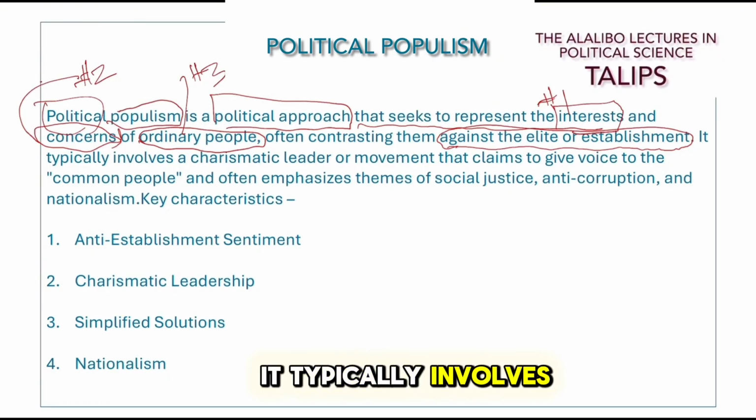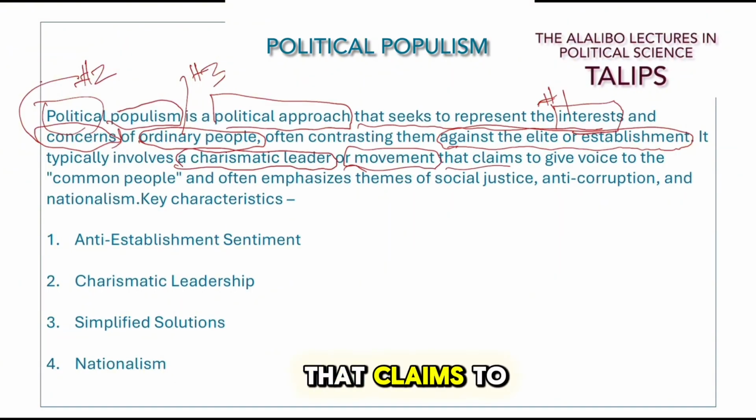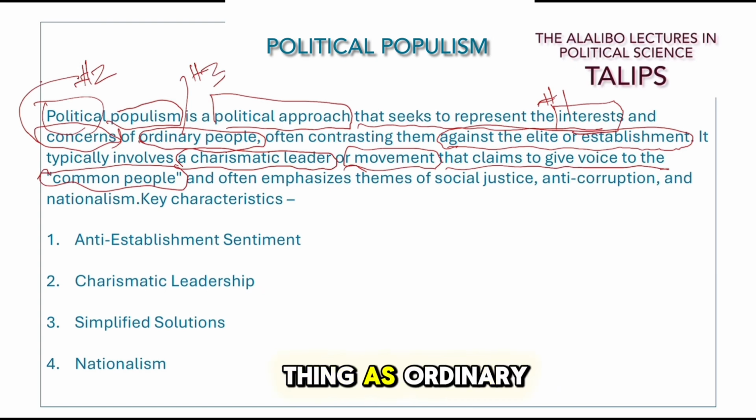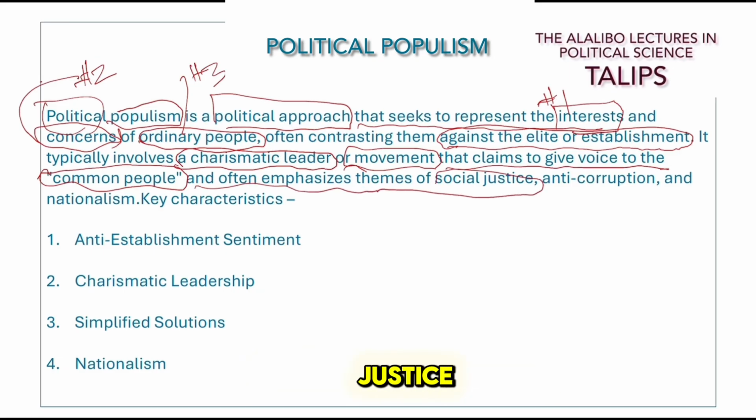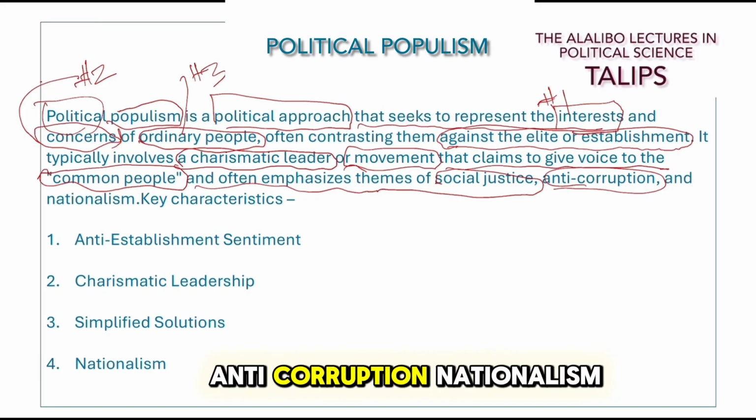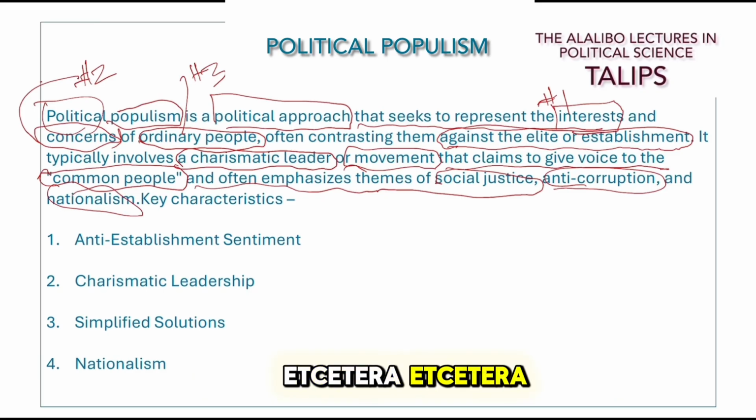It typically involves a charismatic leader, right, or a movement that claims to give voice to the common people, not the same thing as ordinary people. These are just the regular citizens that keep the economy going, keep the country going, etc. These are the common people that we're talking about, and it often emphasizes themes of social justice, anti-corruption, nationalism, etc., etc.